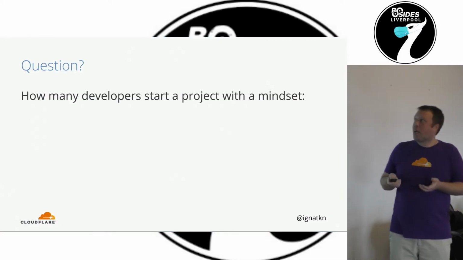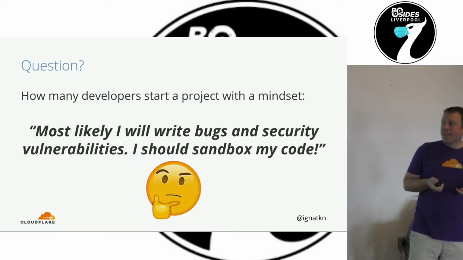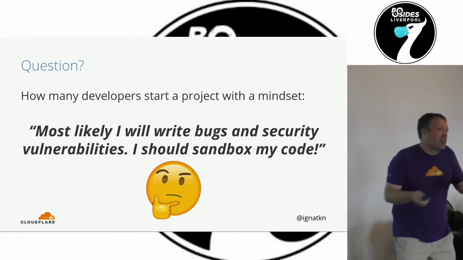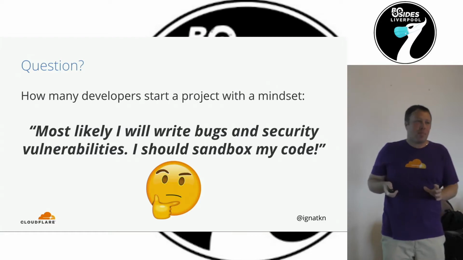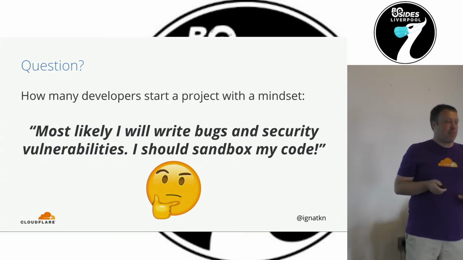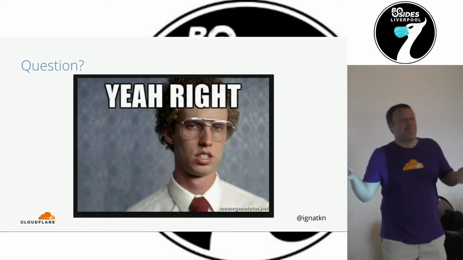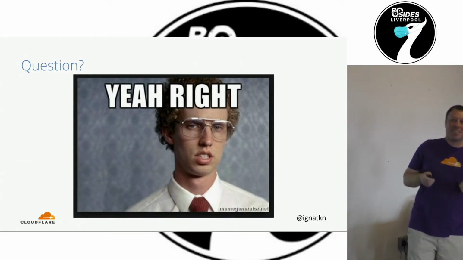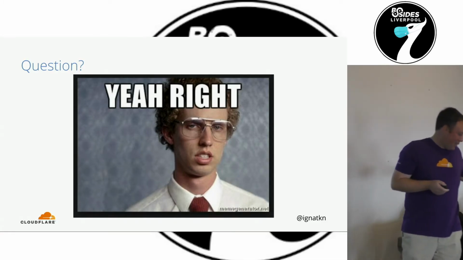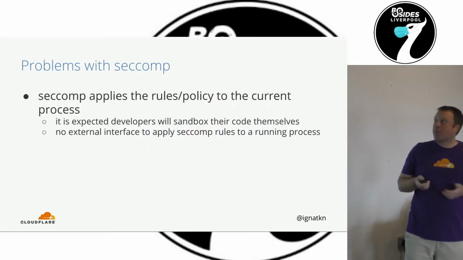So how many developers start a project with this mindset? Most likely I will write bugs and vulnerabilities, so the first thing I should do in my application is provide proper sandboxing support, right? Nobody does that. It's all features, users, and security is always somewhere in there. Right? And this is the problem with seccomp, that seccomp applies the rules policy only to the current process.